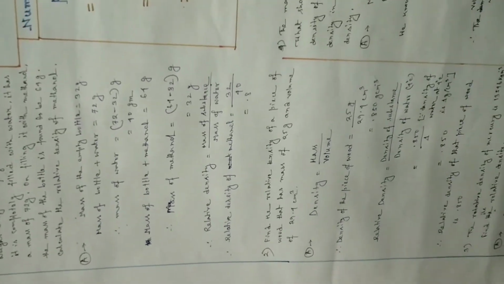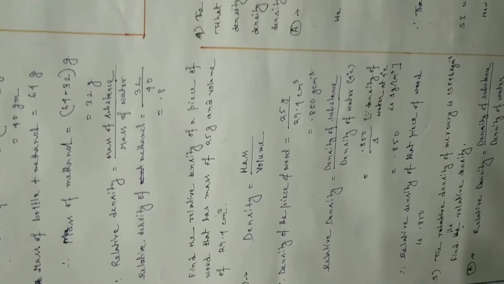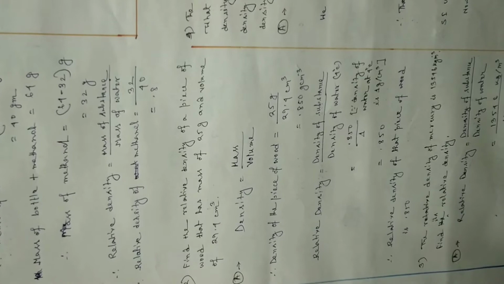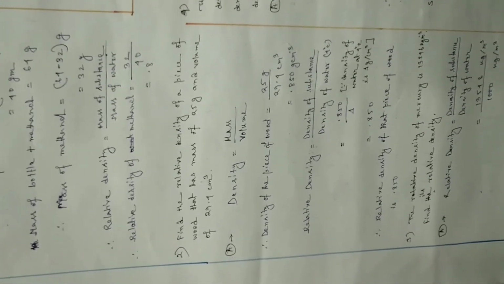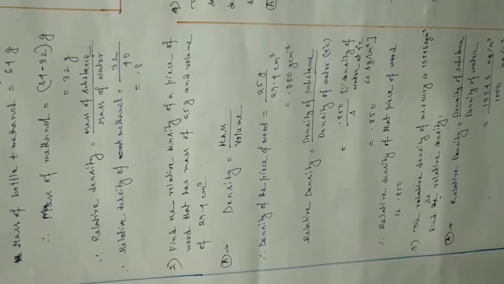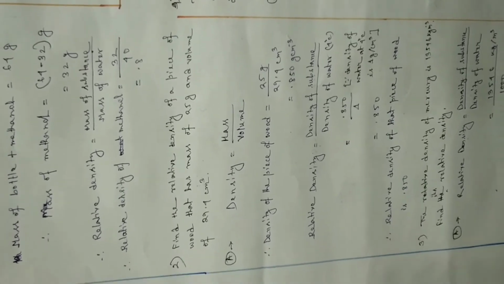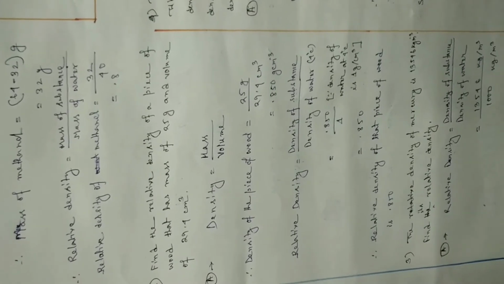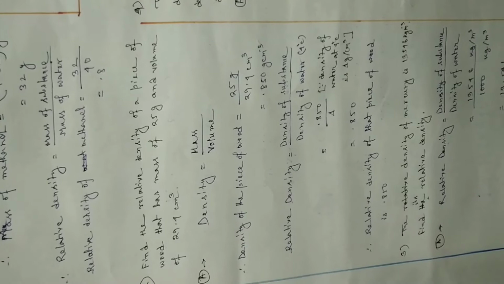Now in the second example, see, find the relative density of a piece of wood that has mass of 25 gram and volume of 29.4 cm cube. So it is quite easy. Here mass is given and volume is given, and we know the density is mass by volume. So we just divided the given mass by the given volume and got the result 0.850.